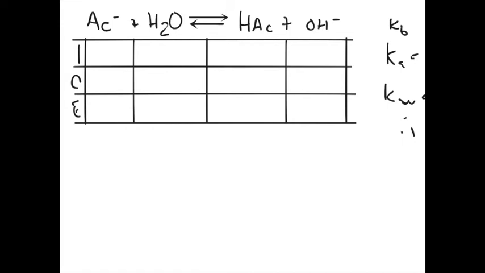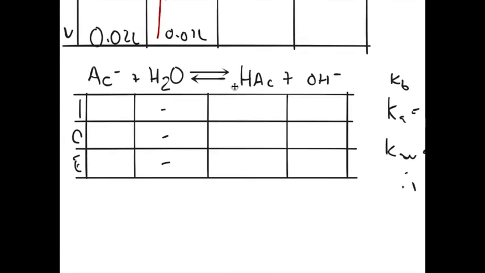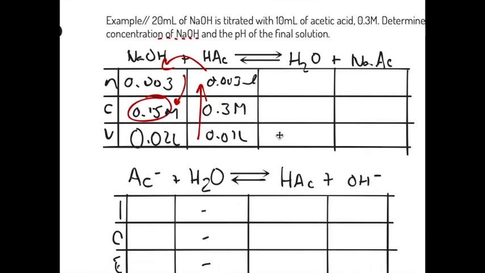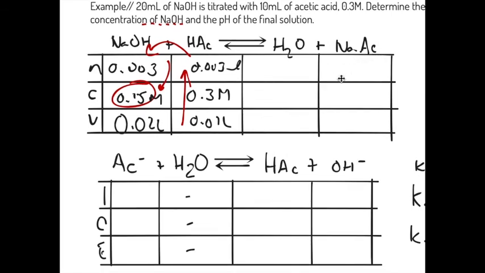So now that we have our ice table, we can fill in the information we know. Let's start with water. Nothing's going on there. We then have our acetate ion concentration, which is the first part of our equation. To figure out that concentration, we need to look at our previous table and see what's happening over here. At this point, we now have a sodium acetate solution. So let's fill in these values.